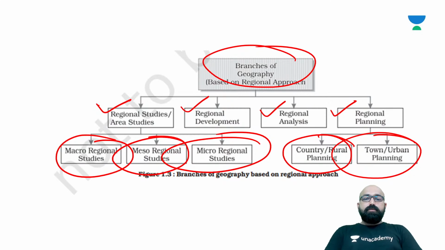Now, the branches of geography which is based on the regional approach. So the regional studies and area studies comprising the macro, meso and micro regional studies. Then regional analysis. So friends, in the regional analysis, there are two aspects.